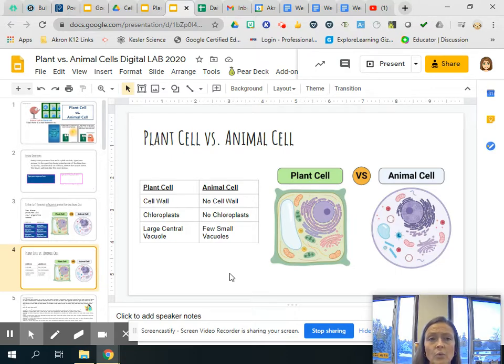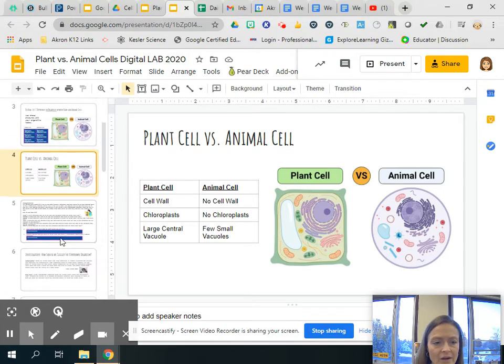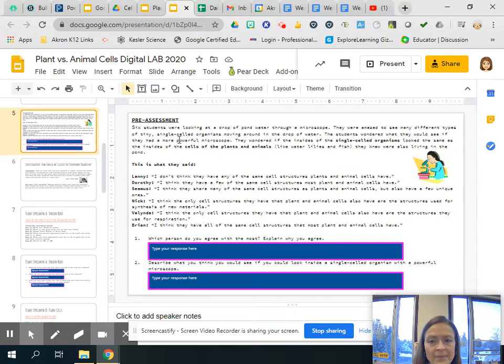Okay, and if you remember from our Shrinky Dink activity, one of the last things that you had to draw were centrioles. There's centrioles in an animal cell, but not in a plant cell. So that's not on this slide, but that's another tidbit that you might want to remember. Okay, moving on. All right, I'm going to present this just so we can read it a little bit better.